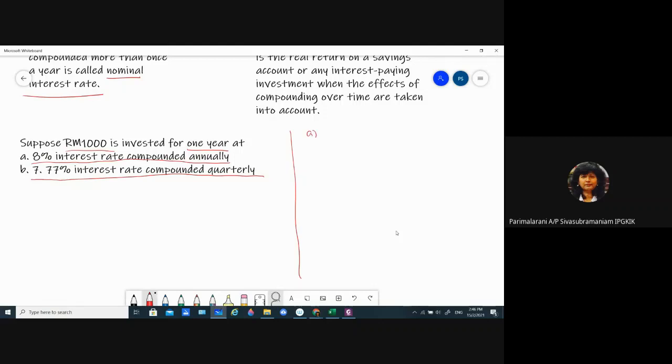So for A, we know that we're going to use this formula. We are going to calculate the future value or the accumulated value. This is equal to our principal, 1000, times 1 plus our I, which is 8% interest rate compounded annually. That means it's 0.08 over 1, and annually, so our N is 1. So how much do we get here? We get 1080. For B, we're doing the same calculation.